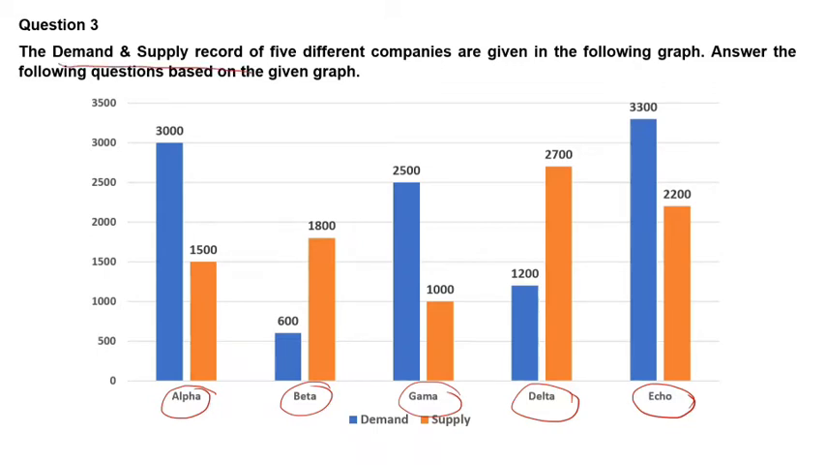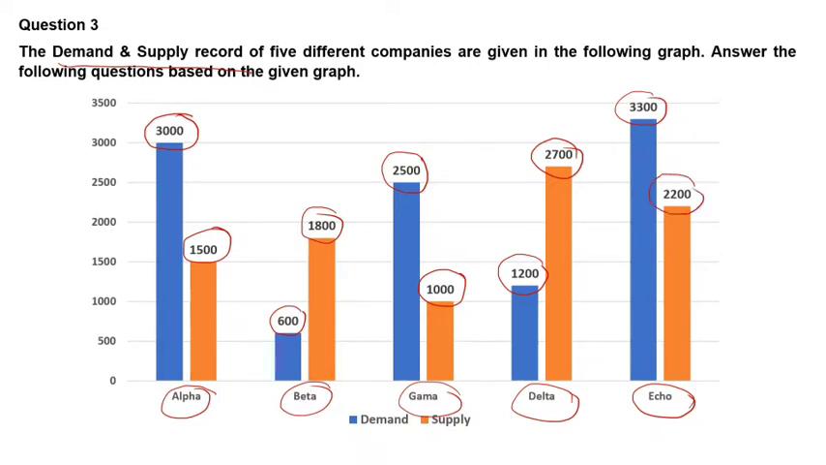Okay, so here you can see alpha, the demand is 3000 and supply is 1500, and beta demand is 600 but they supplied 1800. Company gamma demand is 2500 and supply is only 1000. Delta demand is 1200 and they supplied 2700, and echo the demand is 3300 and the supply is 2200.